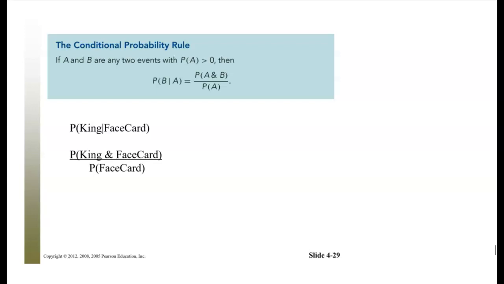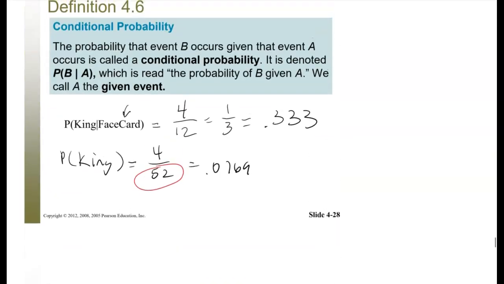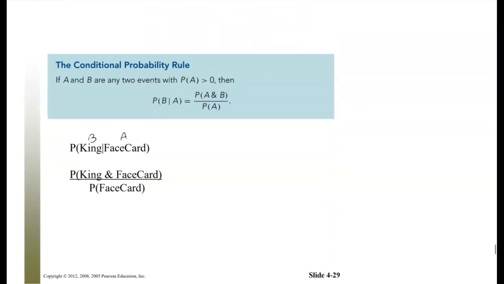So how does that look with our king given that we have a face card? First of all, if you're going to try to follow the formula, identify what is your probability B and what is your event A. Which may have been different than what you came up with before, but in this case, B is the probability we're trying to find, and A is our condition. So I rewrote the formula using king for B and face card for A. So I have the probability of king and face card divided by the probability of the face card.